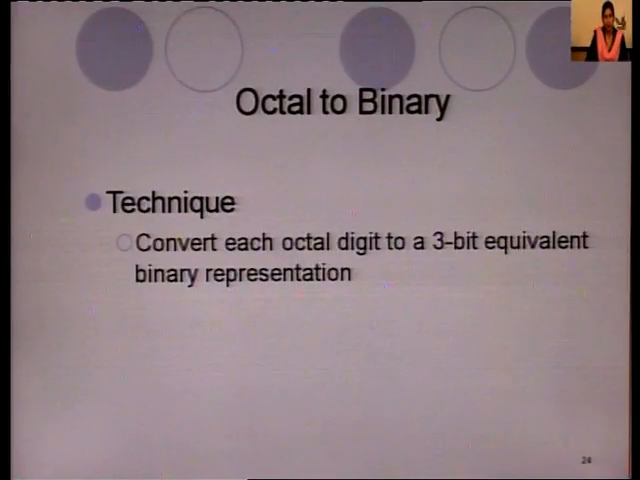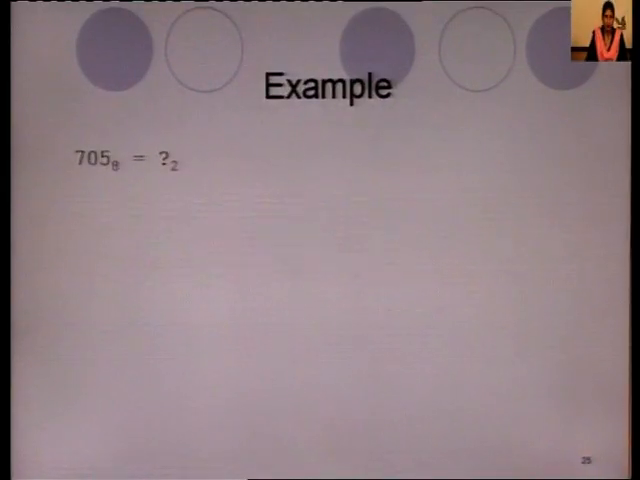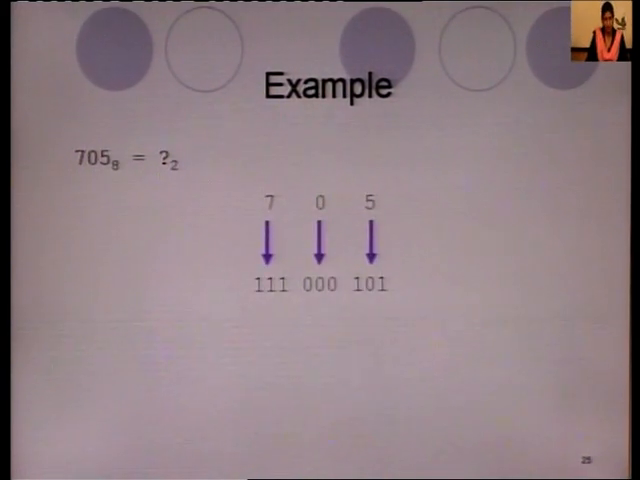Now next is octal to binary conversion. Convert each octal digit to its 3-bit equivalent binary representation. For converting from octal to binary number system, first we have to convert each digit to a binary equivalent, then we will combine it. For example, we have a value 705 having base 8. We will convert it to binary by taking binary values of each digit. For example, 7's binary value is 111, and 0's binary value is 000. 5's value is 101.